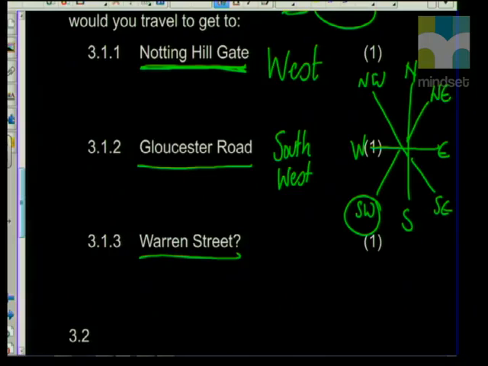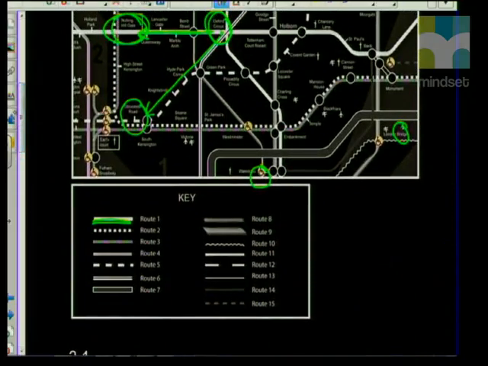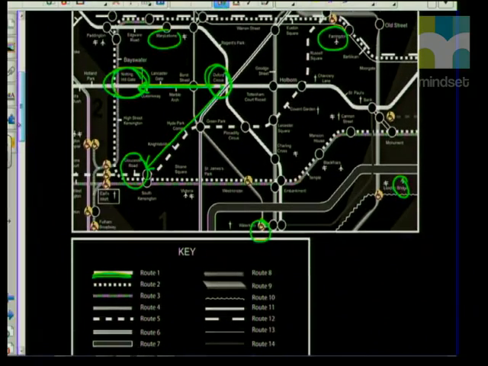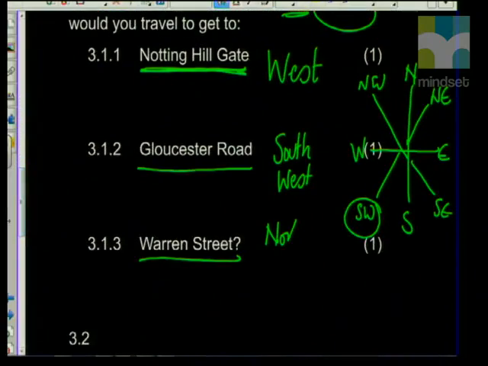Okay, the last one we need to find is in what direction it would be from Oxford Circus to Warren Street. So I need to find out where Warren Street is. If I look carefully, Warren Street is up at the top here. If I was going from Oxford Circus to Warren Street, it would be in a northeasterly direction. Hopefully those were nice, easy 1-mark questions that were a giveaway.